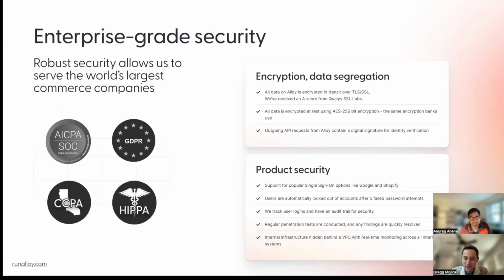Very, very secure algorithm. All our outgoing API requests contain a digital signature. So if you are, for example, sending data to your webhook ingest server, you can trust and know that that data is coming from Alloy. You can't spoof that. And of course, all data that is in transit is being sent over TLS SSL. So, industry standard security practices on top of our certifications. You can always rest assured that your data is secure with Alloy.